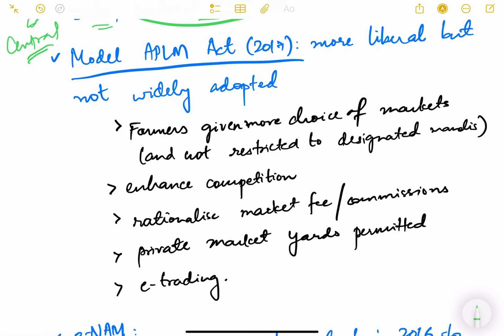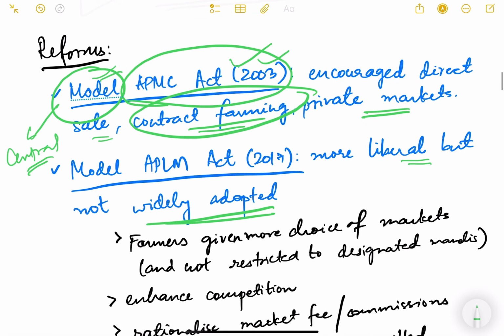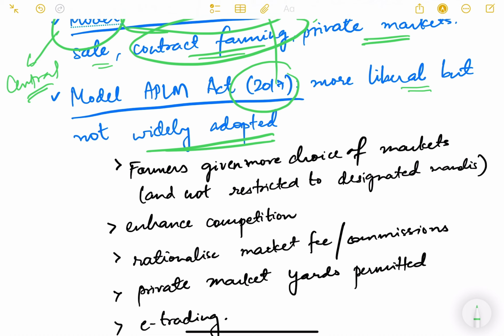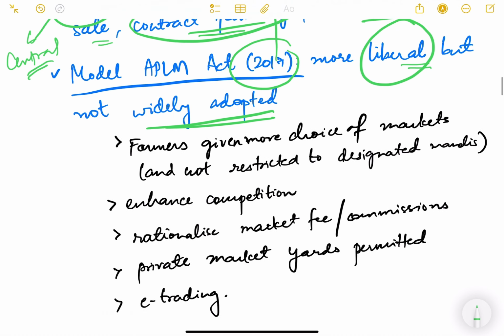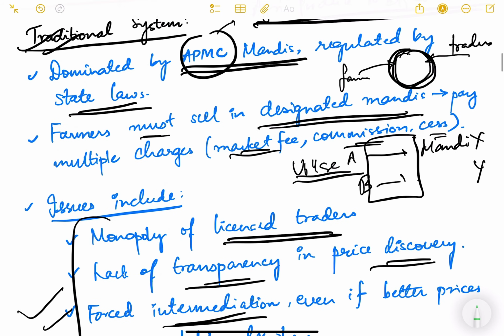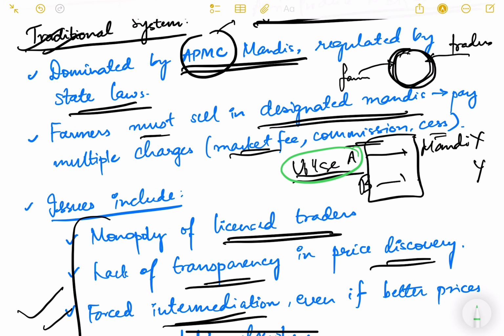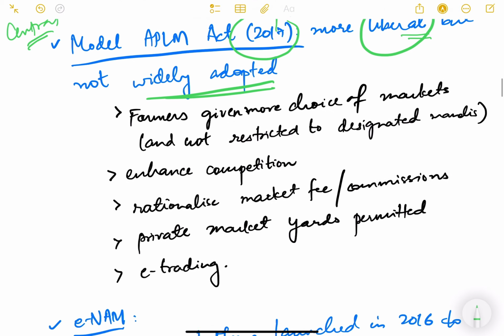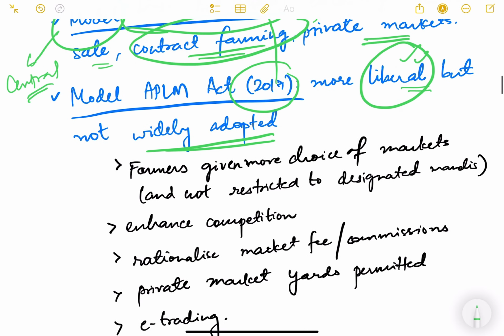Now, there is also another model, the APLM Act of 2017. It is more liberal but not widely adopted. So this 2017 Act replaced the 2003 Act, and it made agricultural marketing more liberal in the sense that more freedom was given for private players and also for the farmers, in the sense that in the previous traditional APMC way, as I told you, the farmers were tagged to a said mandi, and also only licensed traders could come and purchase. Now there is more freedom, a more liberal system is there.